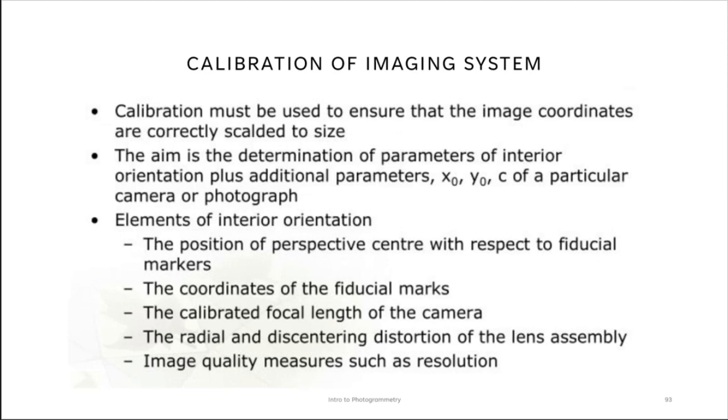Calibration of imaging systems. Calibrating must be used to ensure that the image coordinates are correctly scaled to size. The aim is the determination of parameters of interior orientation plus additional parameters. The elements of interior orientation are the position of the perspective center with respect to visual markers, the coordinates of the visual marks, the calibrated focal length of the camera, the radial and decentering distortion of the lens assembly, and then image quality measures such as resolution.